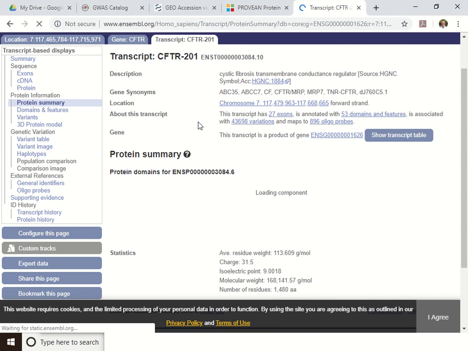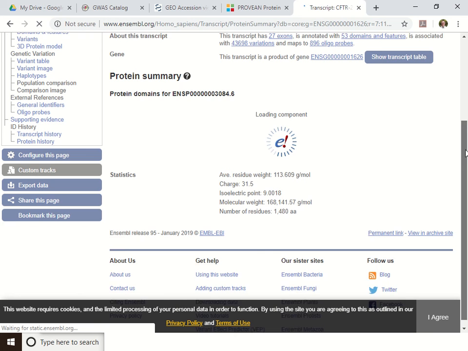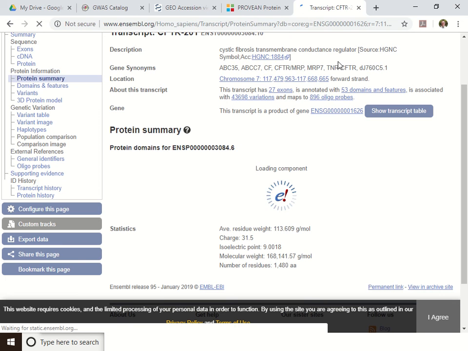You can tell this thing has been studied to death. It's got 43,698 variations measured for it. But I want my sequence. Sorry, Provean wanted a protein sequence, correct? Yeah, in FASTA format.